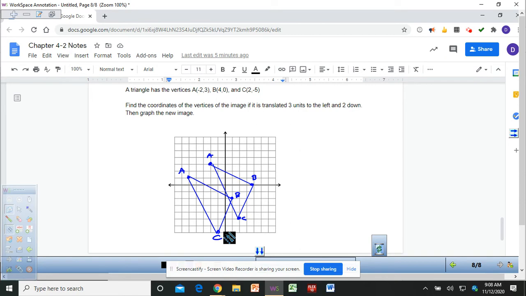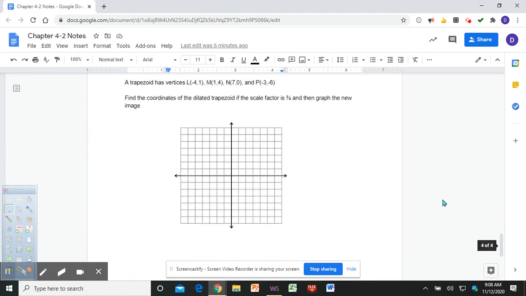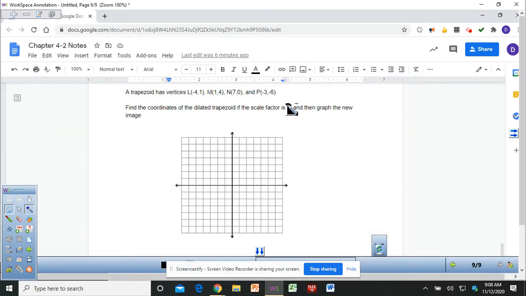Okay, so translation and reflection are the easier of the two. The trickier ones are going to be dilation, which is what we're going to look at right now. And instead of this being 3/4, I'm going to make it 1/2.